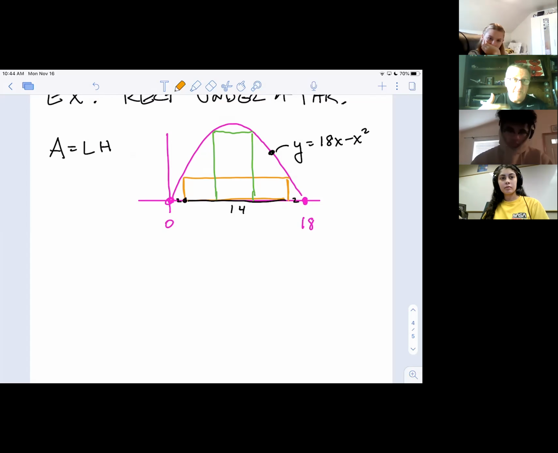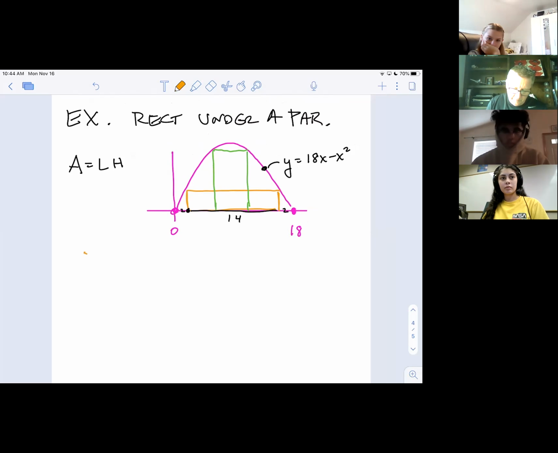That's what this should feel like to you. So I say, okay, then my length is 14. I chose 14; that was my guess. But how am I going to get my height? Well, obviously it goes up and hits the parabola, but what good does that do me? Do you need to find the y value for that point on the line? That's exactly right, Cheyenne.